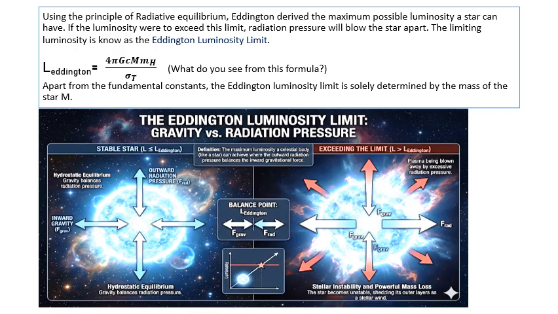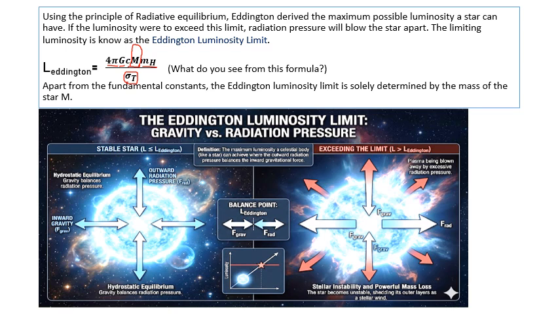So what is the insight that we get from this formula? 4 pi is a constant, the gravitational constant is a constant, the speed of light is a constant, the mass of a proton is a constant, the Thomson scattering is also fortunately a constant. So what remains that is not constant? It is the capital M, the mass of the star. Therefore, the Eddington luminosity limit is directly proportional, and it is solely determined by the mass of the star, M.